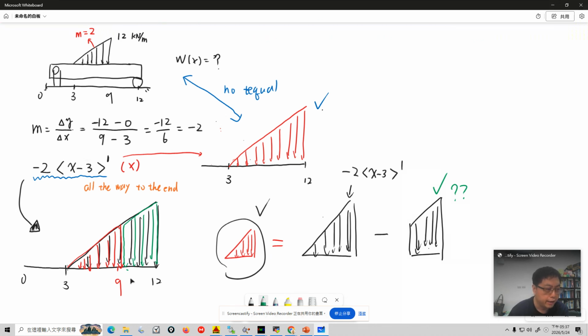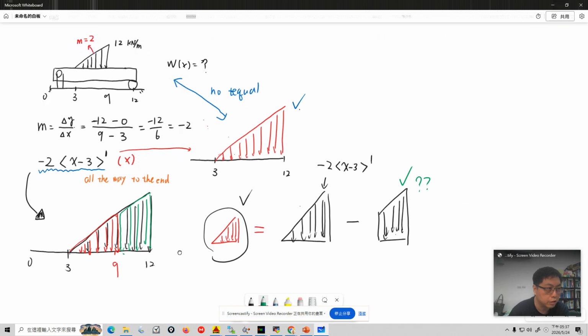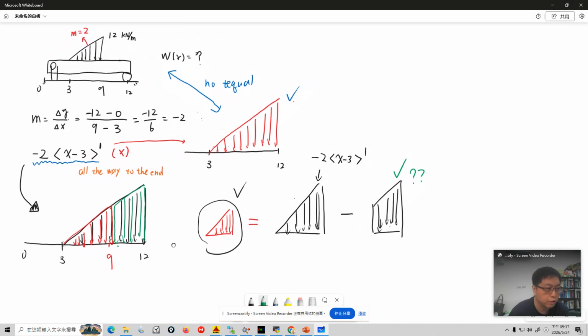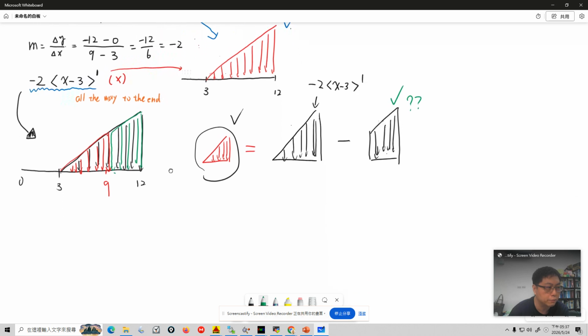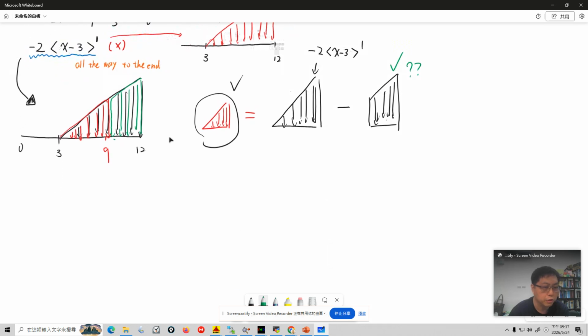We can look at this trapezoid in more detail. Let's draw another graph here and focus on this trapezoid, from 9 to 12.